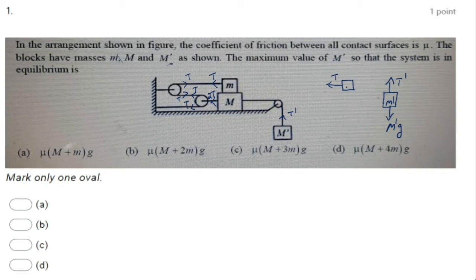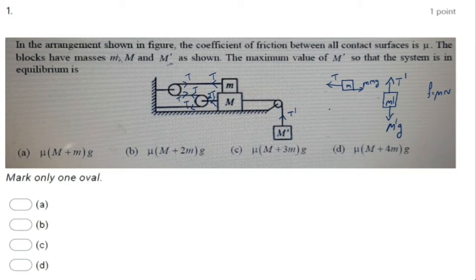So on the first block, small m, tension acts to the left, and one more force acts to the right, which is friction between small m and the block capital M. We can write it as mu mg. All surfaces in contact have coefficient of friction mu. As we know, friction is mu times the normal reaction, and the normal reaction on small m is mg. So mu mg is the friction acting on small m.